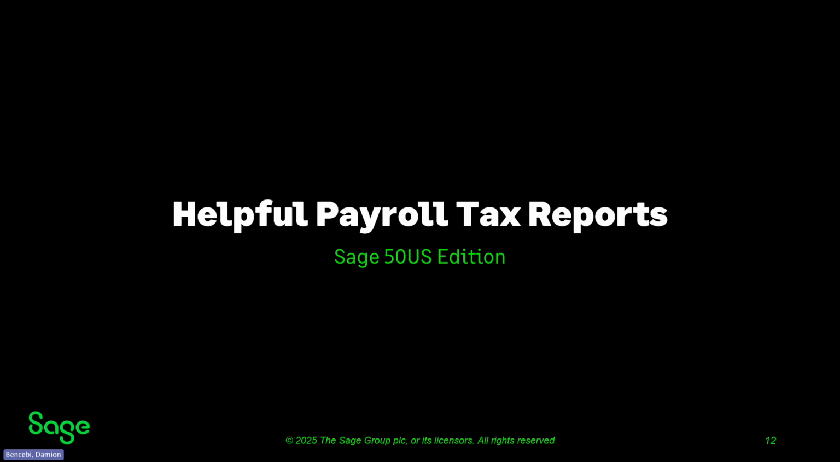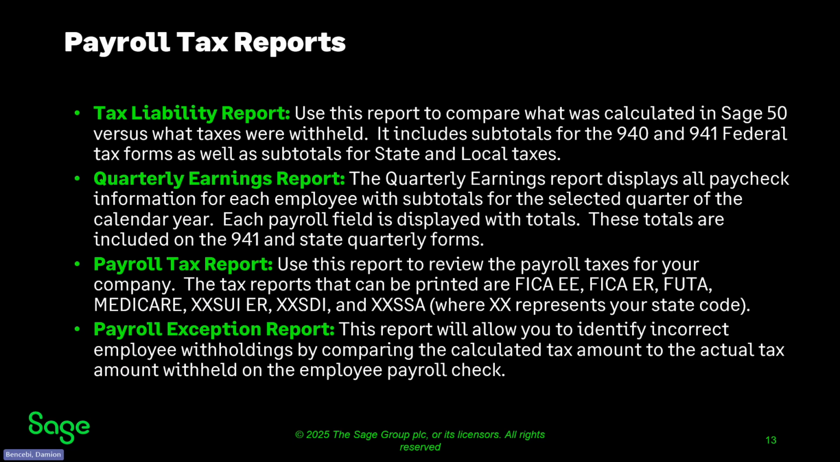Now, when processing your payroll tax forms, there are several payroll tax reports that can assist, if needed, with verifying the data on the payroll tax forms. Here, I've listed the payroll tax reports that you can use to assist with verifying the information on your payroll tax forms. First being the tax liability report. That can be used to compare what's calculated in Sage 50 versus what's displayed on your federal tax forms. The quarterly earnings report displays all paycheck information for each employee, which can be useful for verifying the information on your payroll tax forms as well.